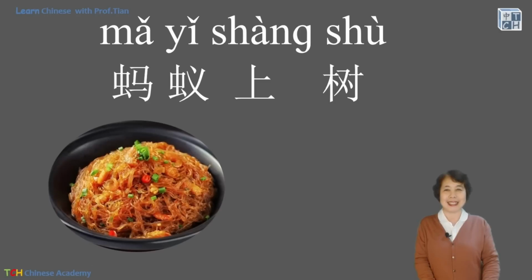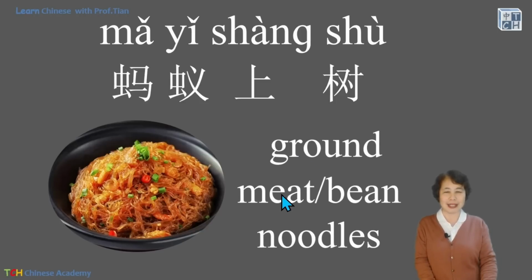No. This is 蚂蚁上树. So they are actually ground meat with bean noodles. So the meat is so tiny, and when they cook, they stick to the bean noodles. So this meat looks like the ants. And so this dish is called 蚂蚁上树. Next time when you read the Chinese menu, don't be scared by some of the fancy names.